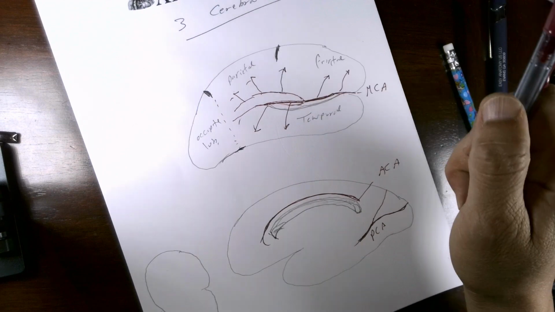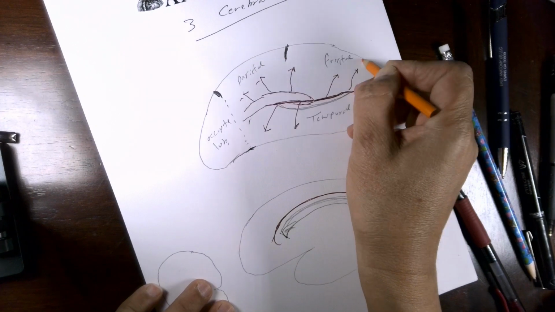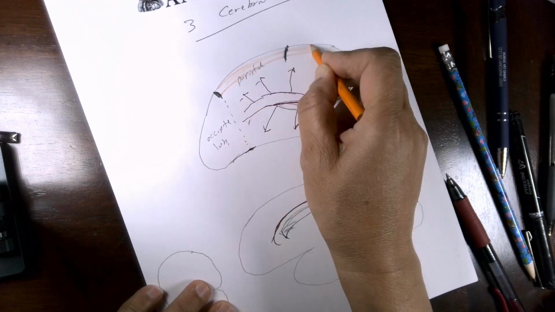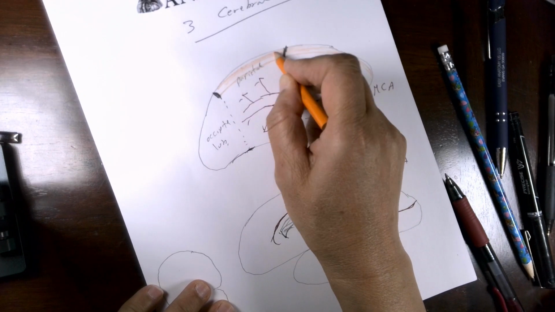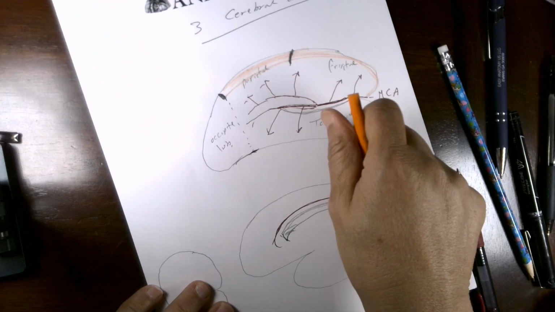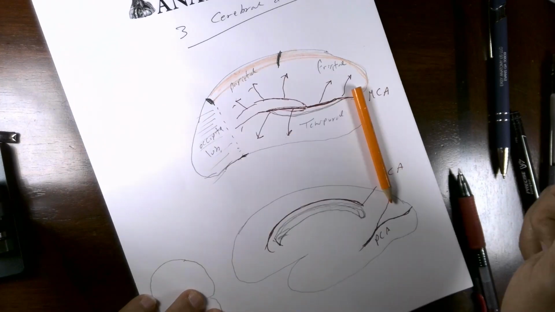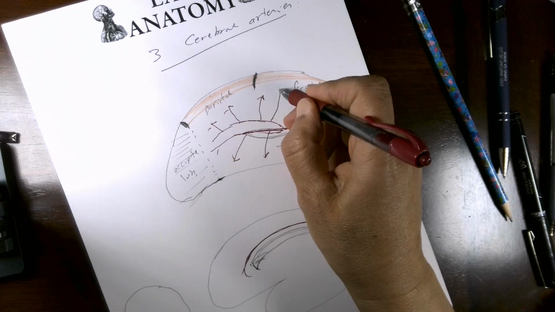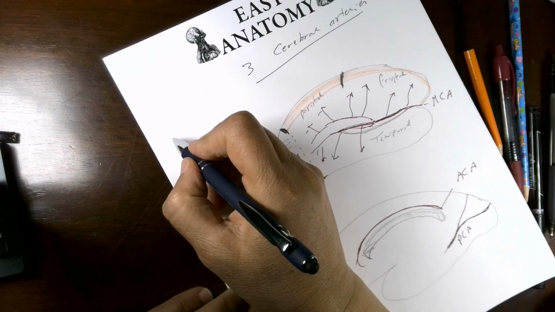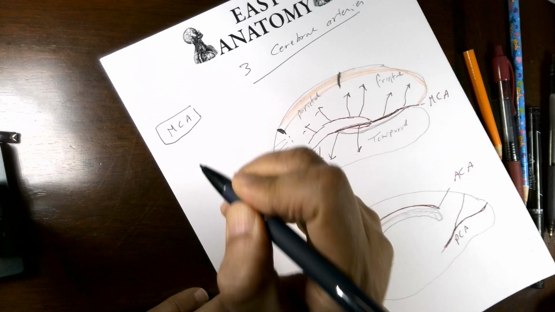To make it easy, the middle cerebral artery is going to supply the lateral surface of the brain except the upper part. The upper part is going to be supplied by the anterior cerebral artery, and except this part, which is the occipital lobe. So other than that, it is supplied by the middle cerebral artery.